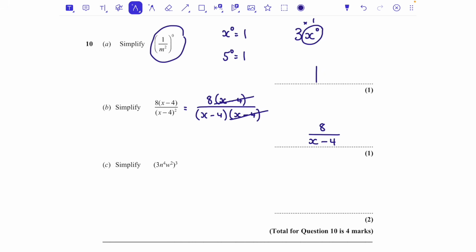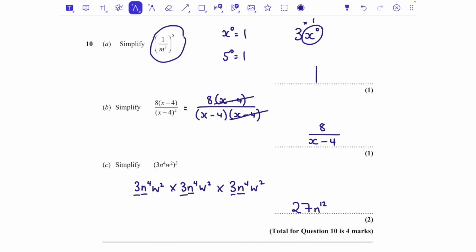For part C, everything in this bracket needs to be cubed. Now, there's a couple of ways of doing that. I think a lot of students find it easiest to say, right, that's 3n to the power of 4 w squared times by itself, 3n to the power of 4 w squared, and times by itself again. There we go. So I've got 3 times 3 times 3, which is 27. I've got n to the power of 4 times n to the power of 4 times n to the power of 4, which is n to the power of 12.